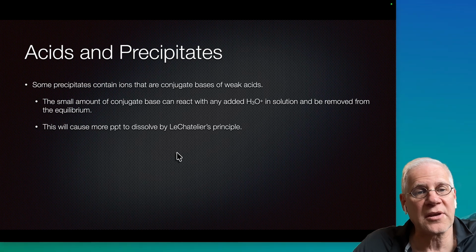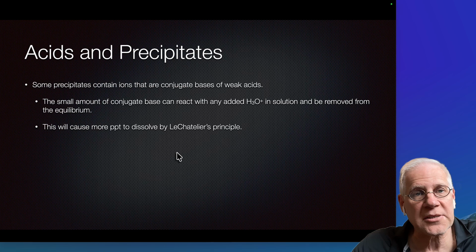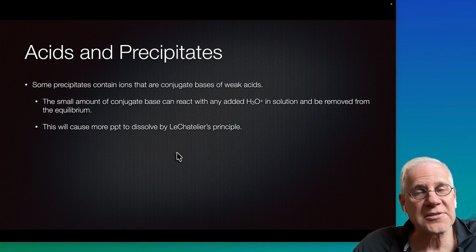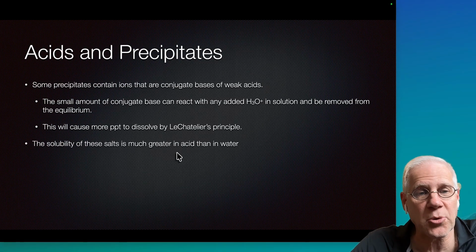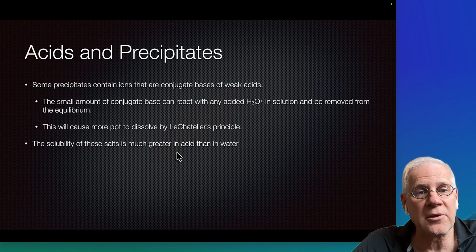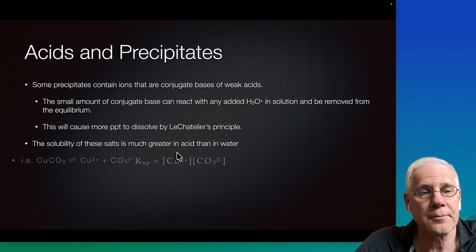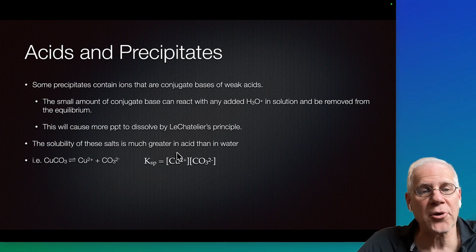And so what this does is it can cause more precipitate to dissolve, because in removing one of the products and turning it into a different compound than is in the equilibrium expression, the reaction says, well, I just lost one of those compounds. I have to dissolve more. And so it causes solids to be more soluble. So the solubility of these types of salts is much greater in acid than in water. Again, one of the ions has to be a conjugate base of a weak acid in order for this to happen. So let's take a look at copper carbonate.